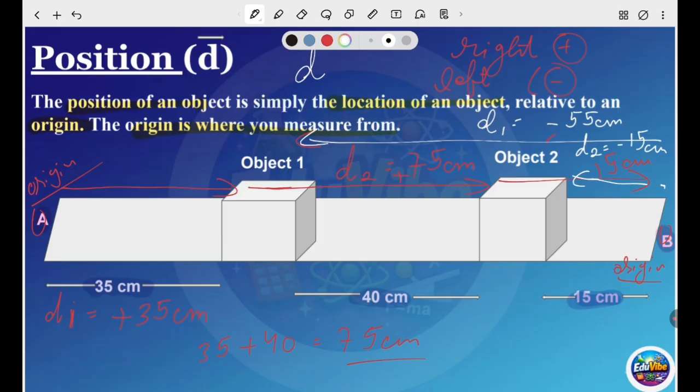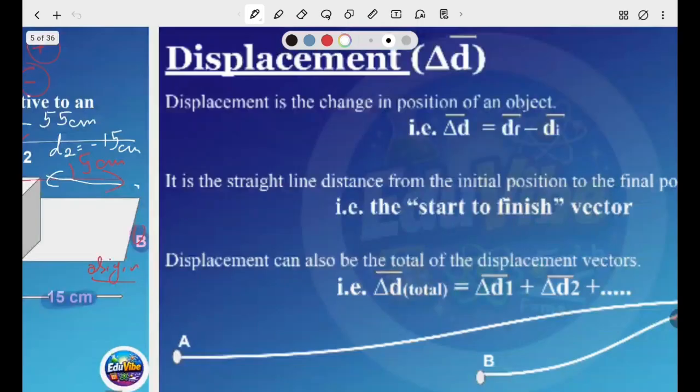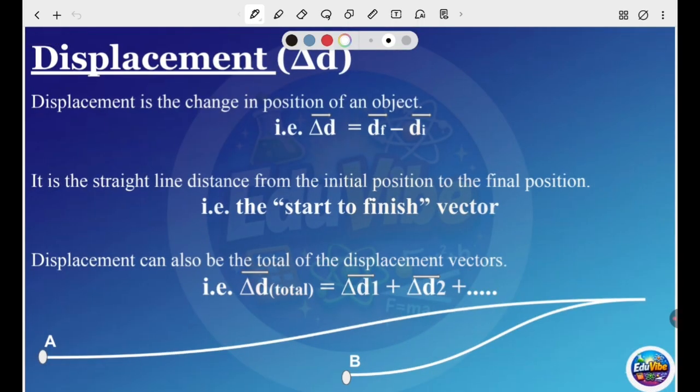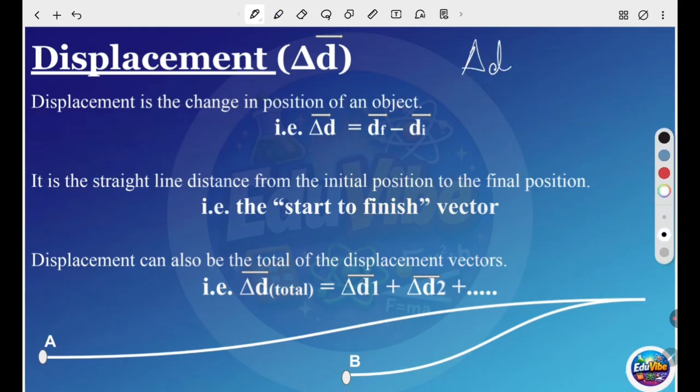When we go on the right side, we take the positive, and when we go from right to left, we go negative, and we have to do subtraction for this. When we go from left to right, we do addition. So we have a displacement, and displacement is indicated by delta D. This triangle is called delta, and it's a vector, so we put the arrow on D.